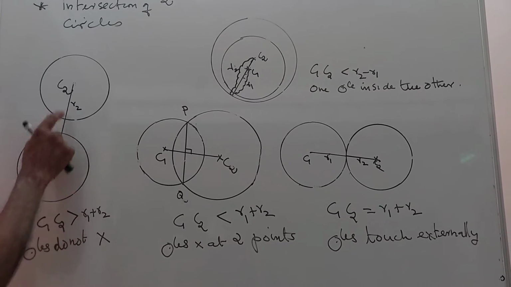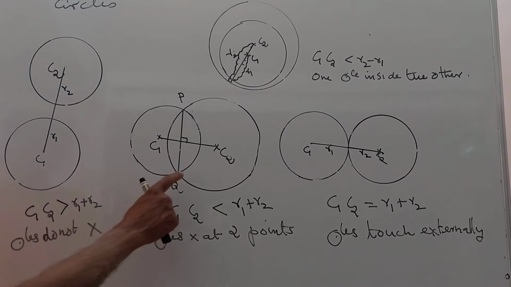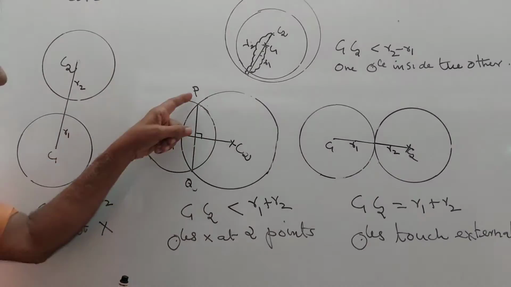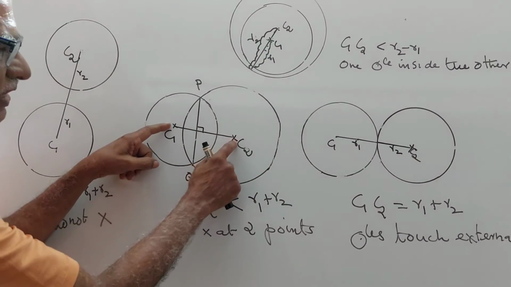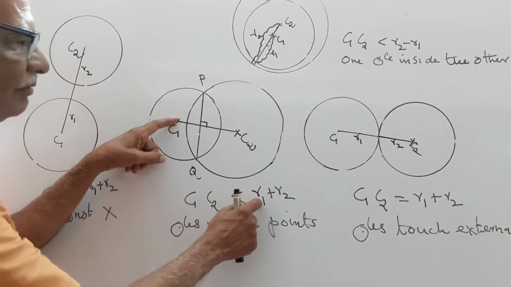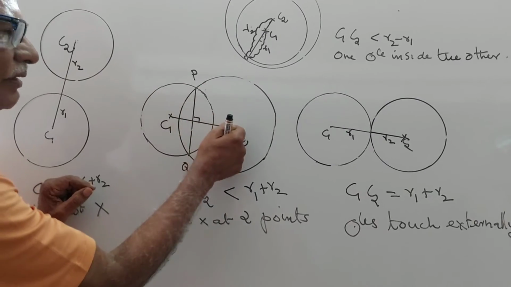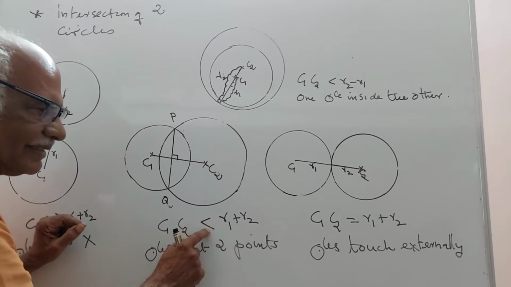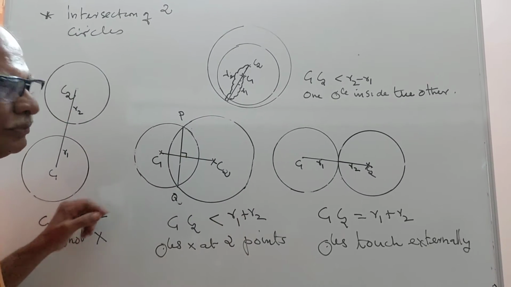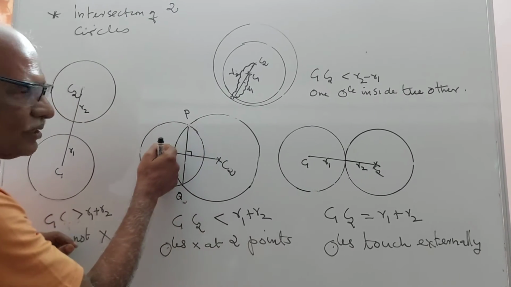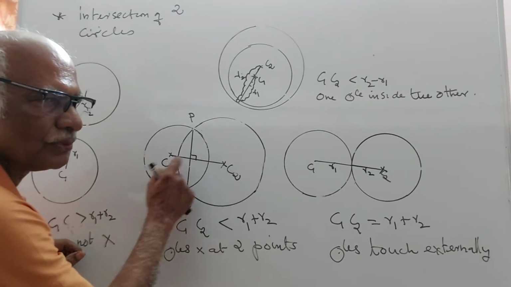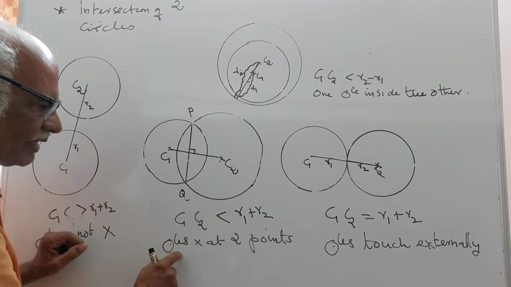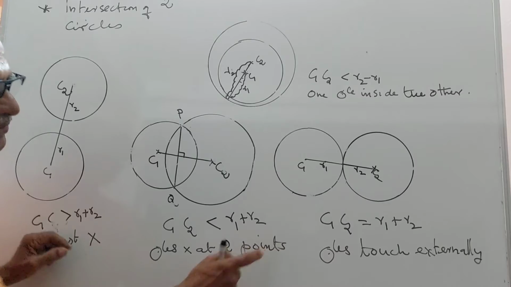Circles do not intersect. Now the second situation, the circles intersect at 2 points. Now you can see C1C2 is this, R1 plus R2, this is R1, this is R2. So this C1C2 is less than R1 plus R2. Circles intersect at 2 points.